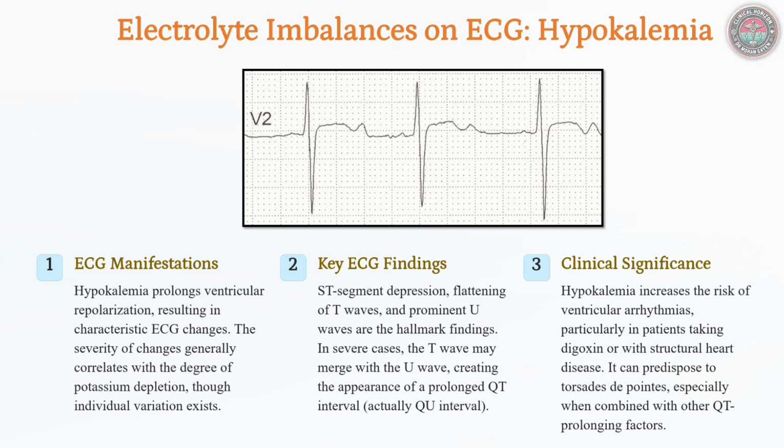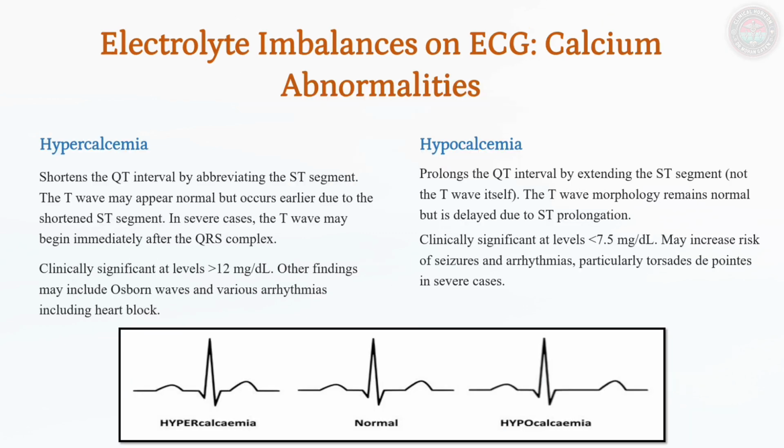Calcium abnormalities. Hypercalcemia shortens the QT interval, while hypocalcemia prolongs it by extending the ST segment. These abnormalities influence cardiac excitability, potentially contributing to arrhythmias in critically ill patients.